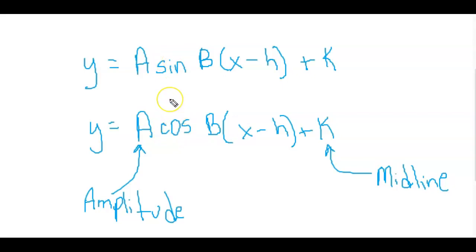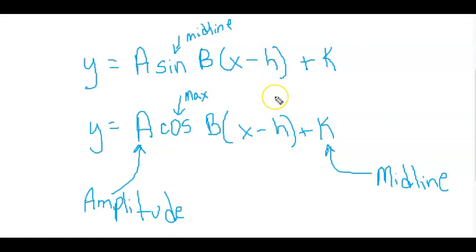We also know that sine and cosine actually tell us where on the wave we're starting. These two graphs look identical. The only thing that changes is where on the wave we actually start the graph. So for sine, we said that we start on the midline, and for cosine, we said that we start at the maximum, at the top of the wave.